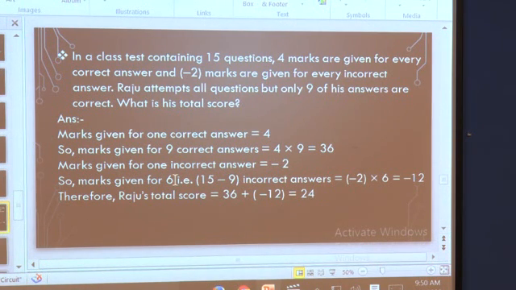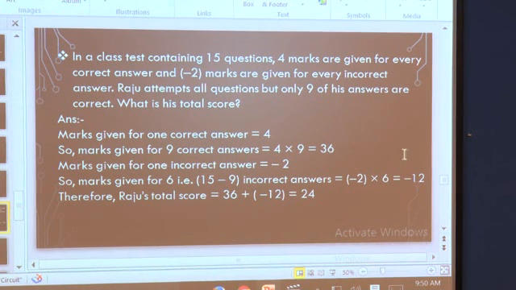Marks given for one incorrect answer, how much is it? Yes, we have read the problem, the statement is minus 2. So marks given to an incorrect answer is minus 2. So marks given for 6 incorrect answers are minus 2 each. Why are we writing minus 2? Because the teacher is going to cut 2 marks for an incorrect answer. So it is 6 into minus 2 is minus 12. So Raju got 36 for correct answers and he got minus 12 for incorrect answers.